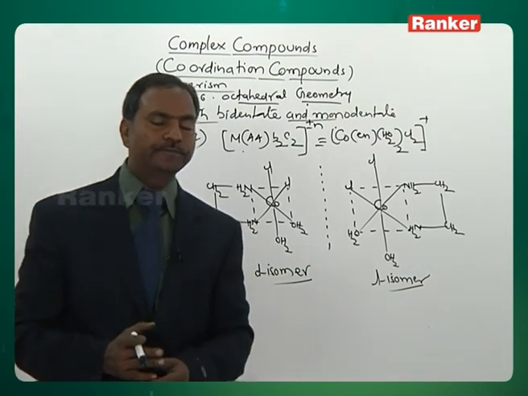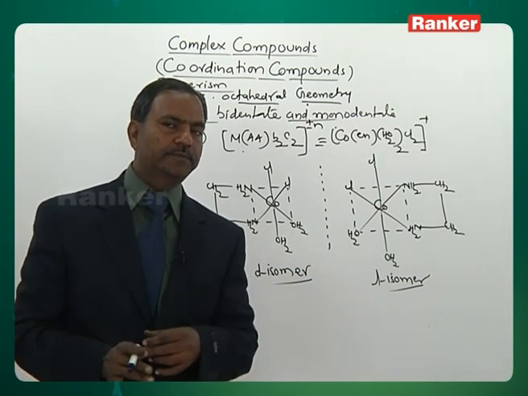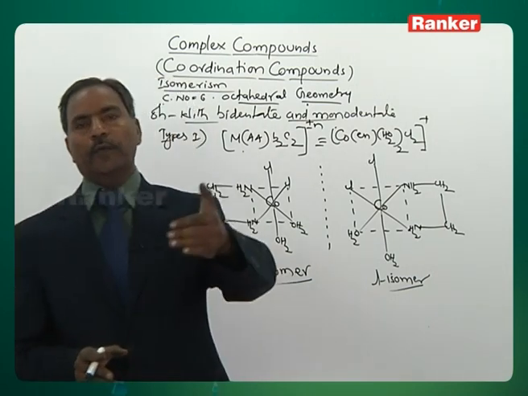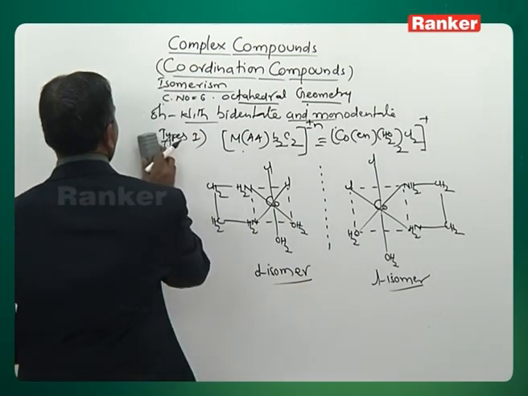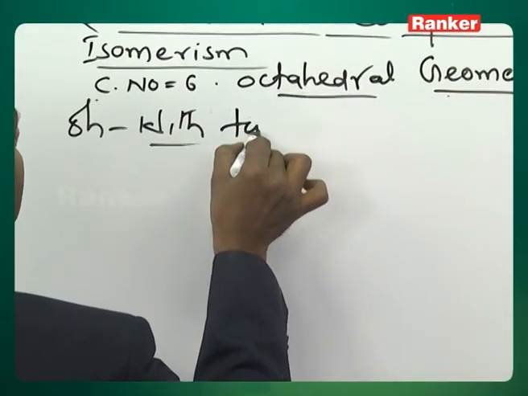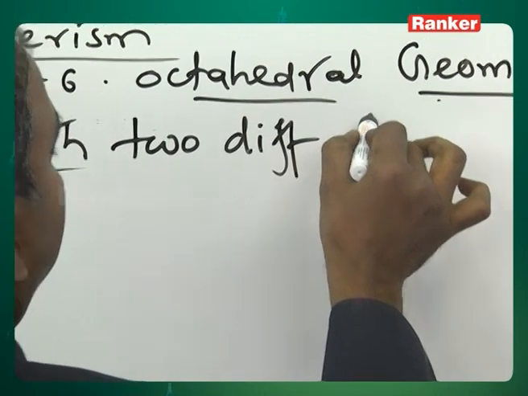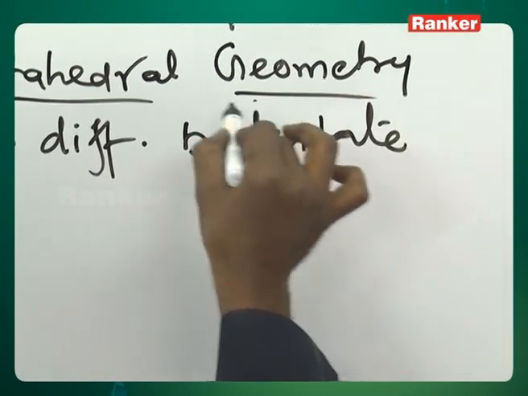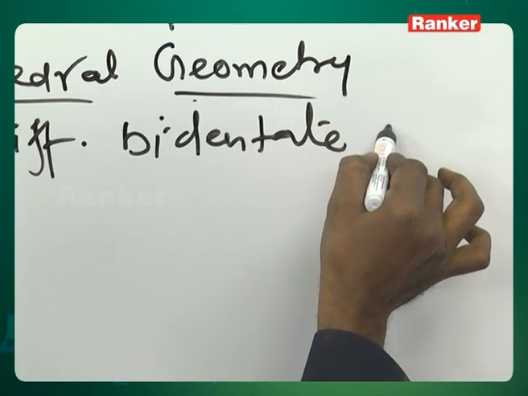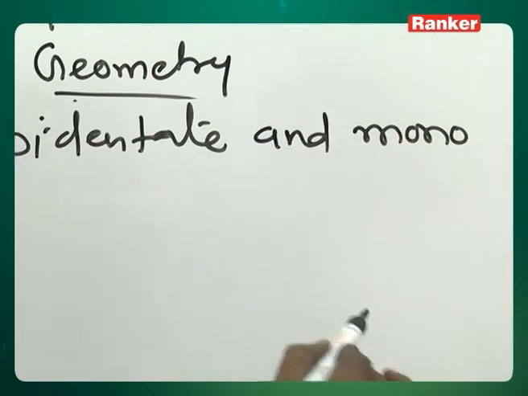Next, let us see. In some cases, octahedral geometry may carry two different bidentate ligands and monodentates. Let us see the next: two different bidentate and monodentate ligands.